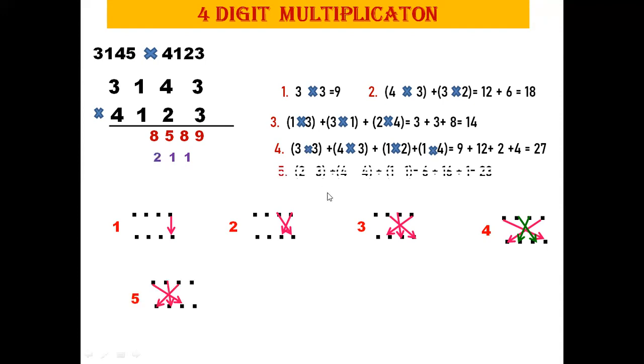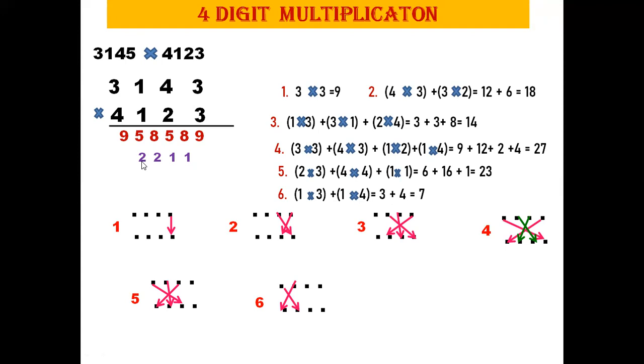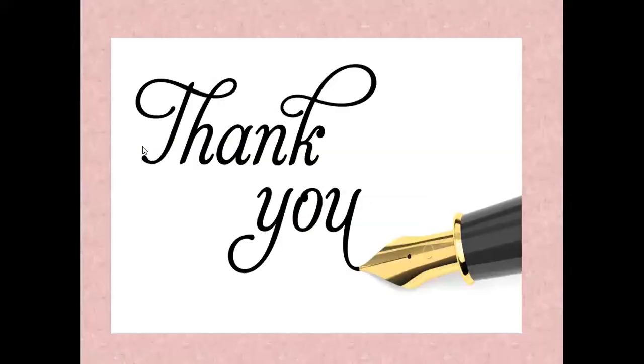Now the fifth step is we multiply vertically as well as crosswise again. So we multiply 2 times 3 plus 4 into 4 plus 1 into 1. So crosswise as well as vertically we get 23. But we add this 2 to 23, we get 25. So we write 5 and 2 is carried over again. Next step is we multiply crosswise. So 1 times 3 plus 1 into 4, which gives us 7. We add this 2 to 7, we get 9. Next step is we multiply 3 into 4 is 12. So we write 12 as it is.